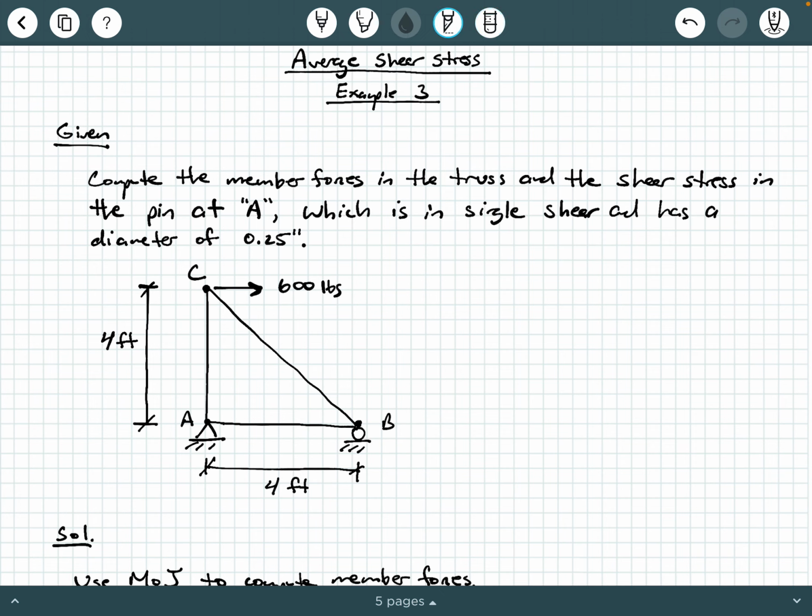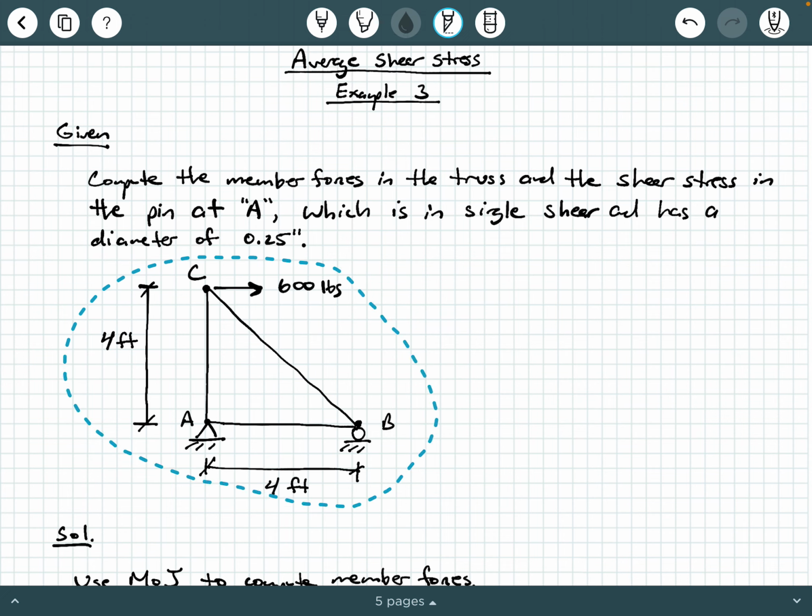So let's get started. In the given information, we're being told to compute the member forces in the truss and the shear stress in the pin at A, which is in single shear and has a diameter of 0.25 inches. So let's take a look at this truss that we have.